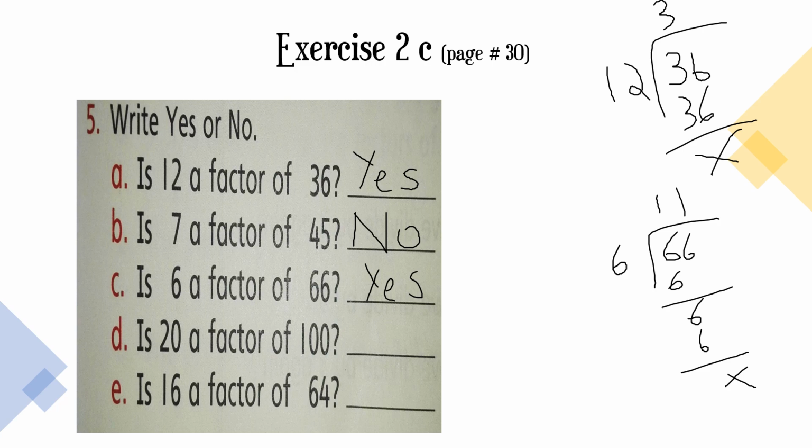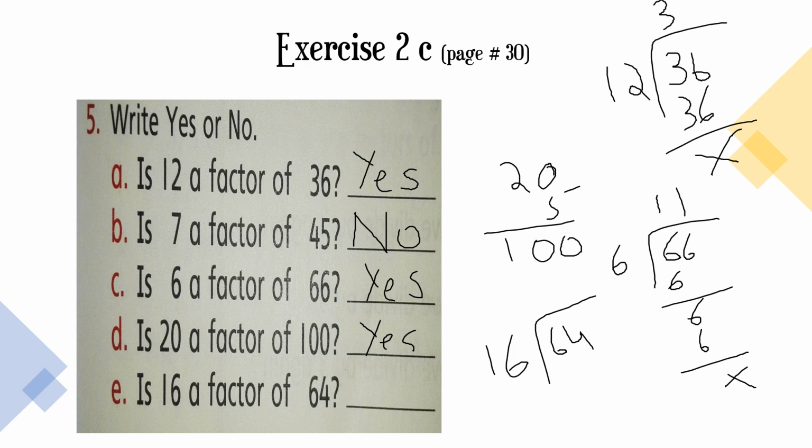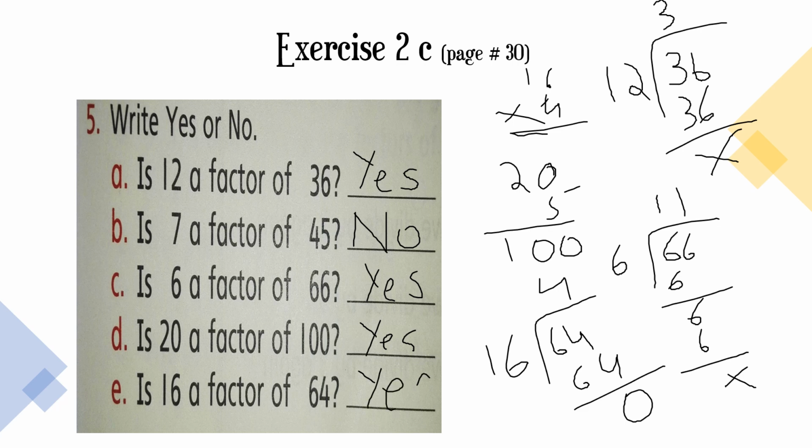Is 20 a factor of 100? Yes, because 20 fives are 100. So yes, you can see by multiplying here. If you multiply 20 with 5, then we get 100. So yes, 20 is a factor of 100. Is 16 a factor of 64? You can check this by dividing 64 by 16. Okay, if you multiply 16 with 4, we get 64. So yes, 16 fours are 64 and we get 0 remainder. So yes, 16 is a factor of 64.